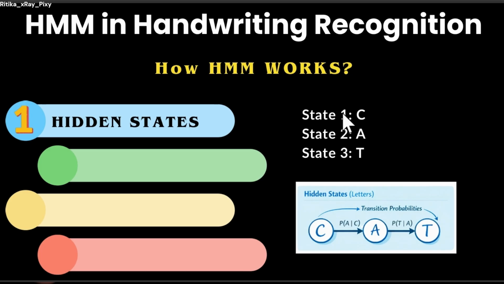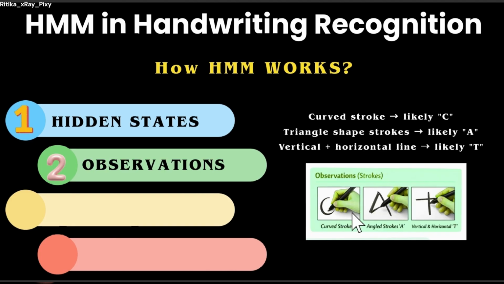Now the question is how HMM works here. We have hidden states. In the hidden states, we cannot see the letter directly, so each letter is in a hidden state. In step 1, you can see we have 3 letters and all 3 letters are in hidden states. State 1, letter C. State 2, letter A. And state 3, letter T. Initially we have all the hidden states.